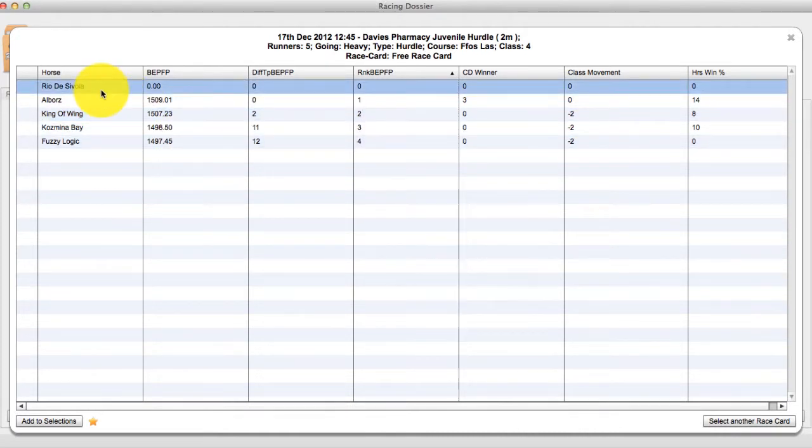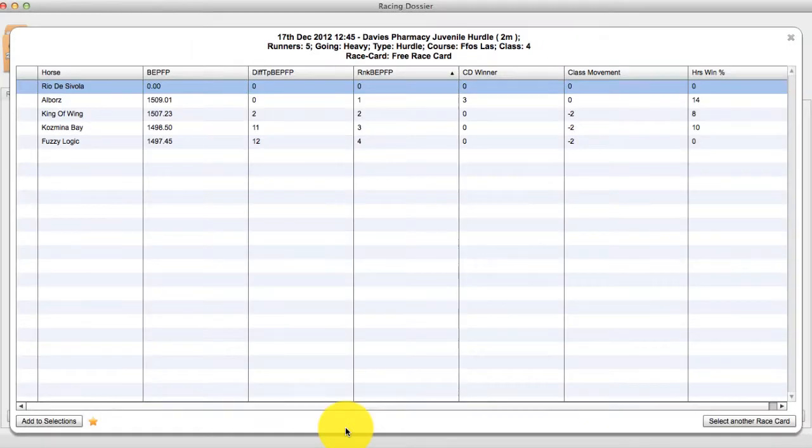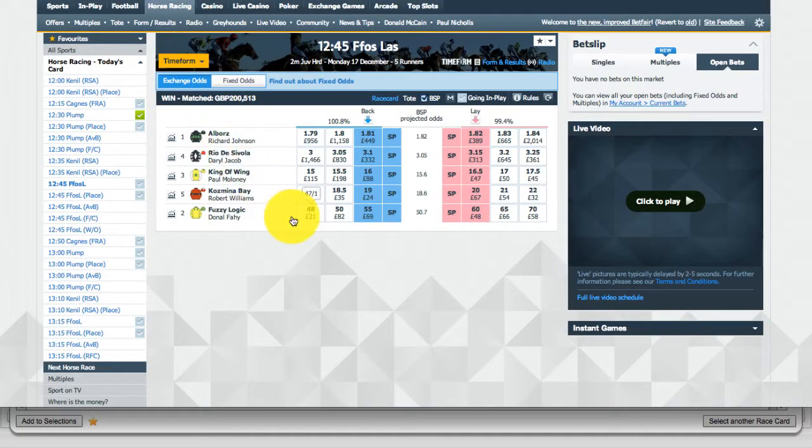Now you see, Rio de Sevilla, we haven't got a rating for, so this horse has probably never raced before. And if a horse has never raced before, we can't create a rating for it, okay? And in that situation, you should listen to the market, and what the market is saying is that this horse should be good. So we can't ignore that, okay? And then King of Wing, Cosmina Bay and Fuzzy Logic. And in fact, we are following the market with the ratings exactly this time.